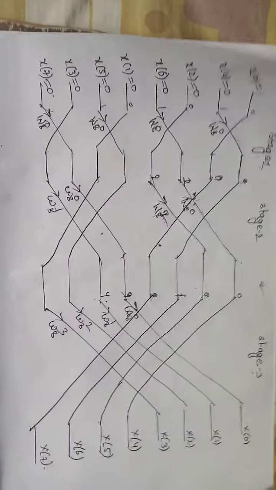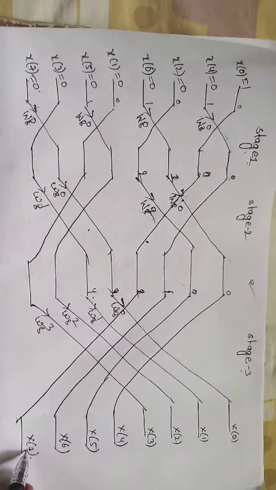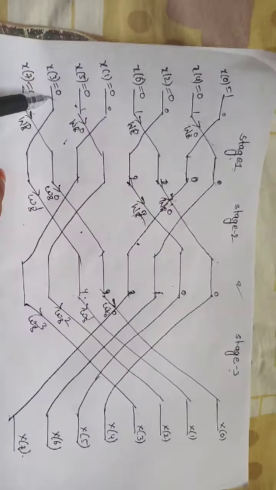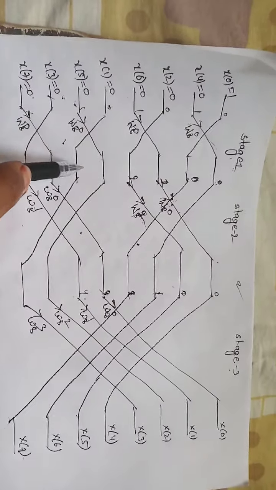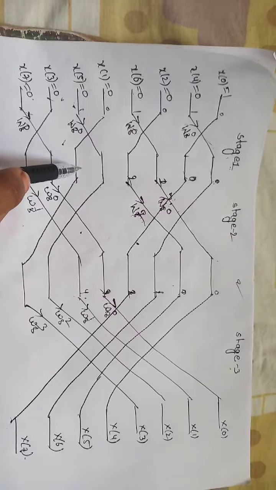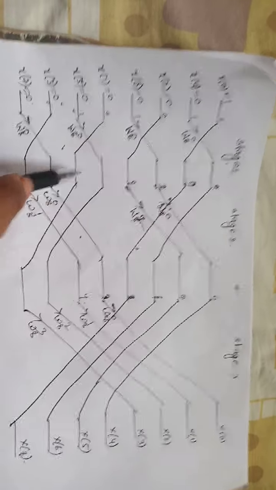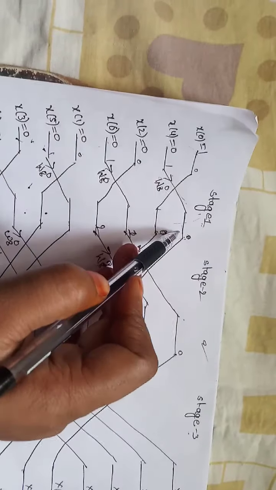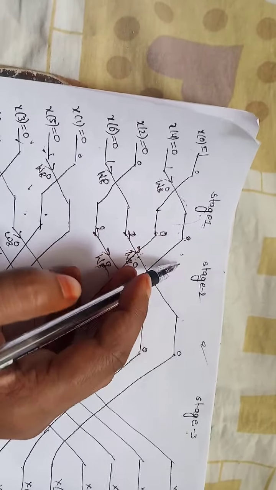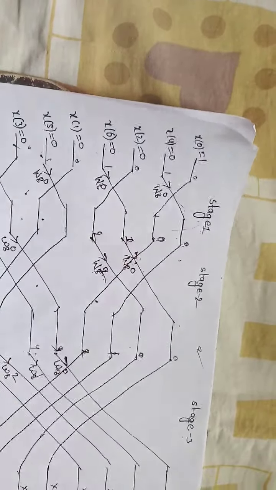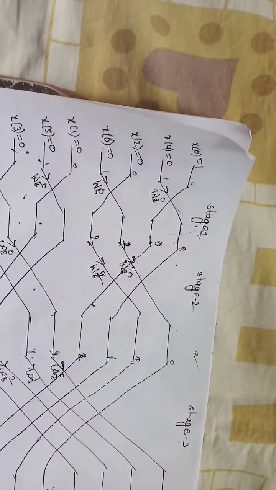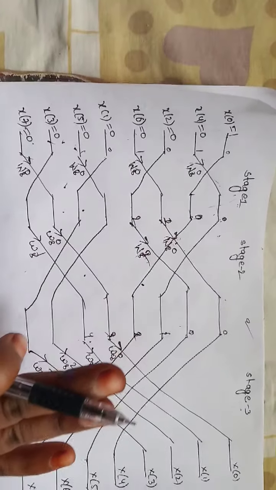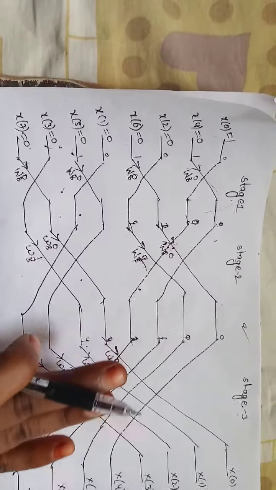So here we are going to find the outputs for each stage. Stage 1 inputs are these inputs, and by using these inputs we are getting the output at stage 1. Stage 1 outputs are given to stage 2. Stage 2 outputs are these, and these are given as input to stage 3. So see how we are getting outputs for stage 1, stage 2, stage 3.